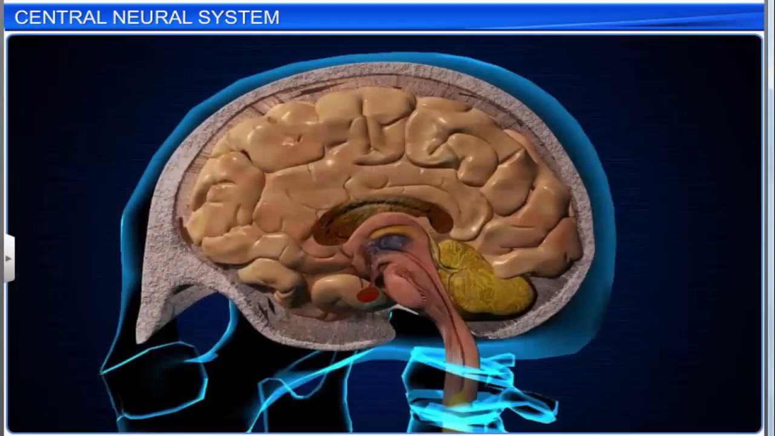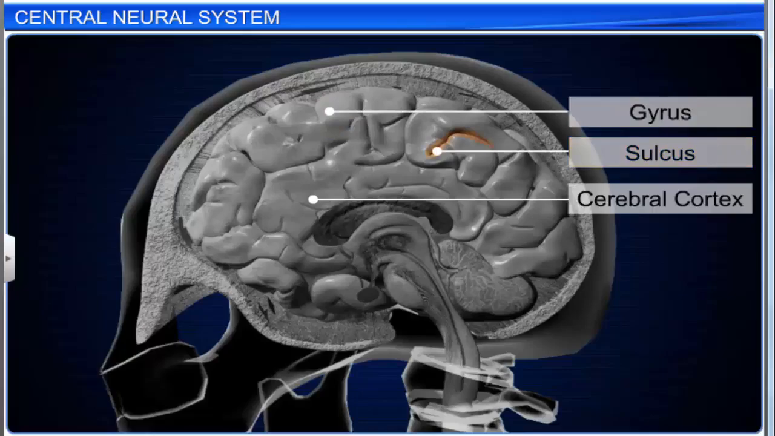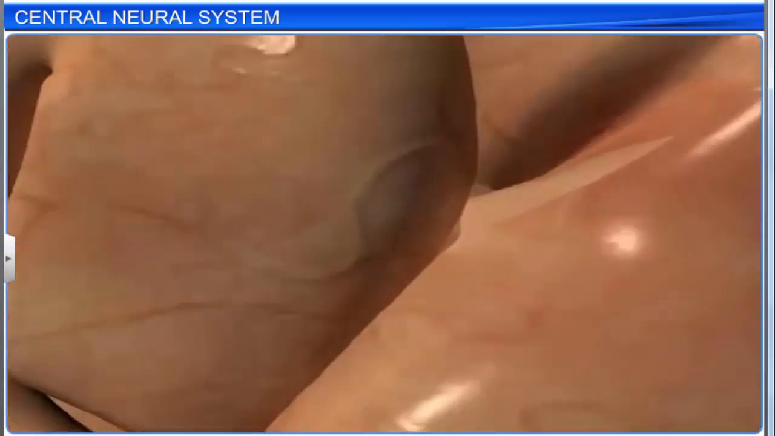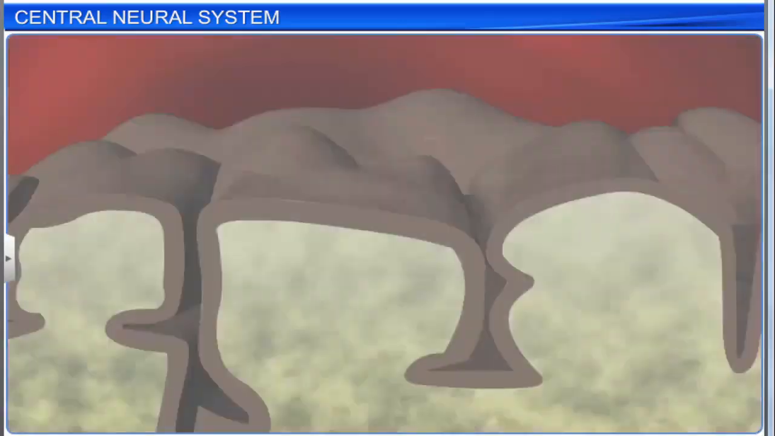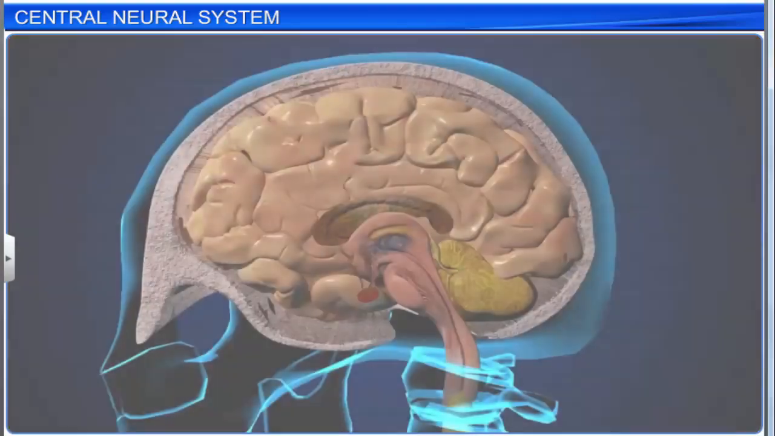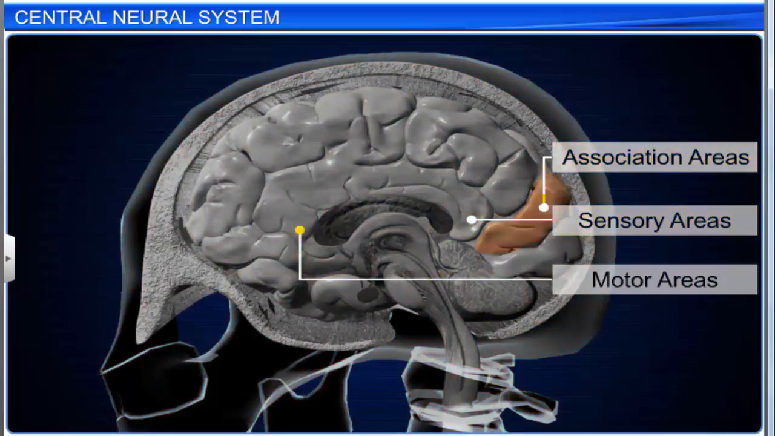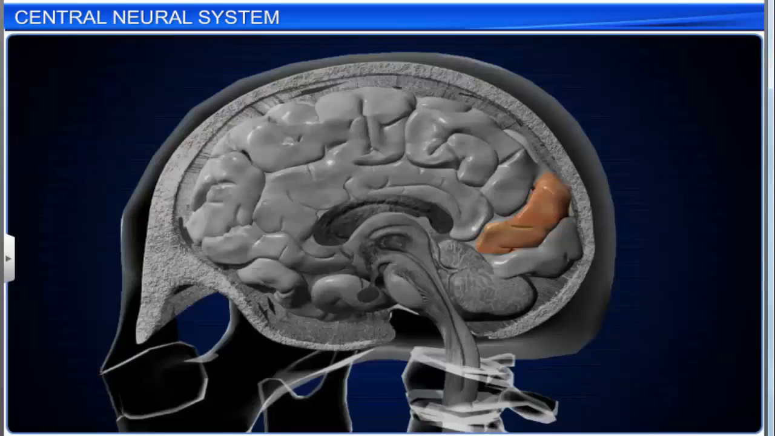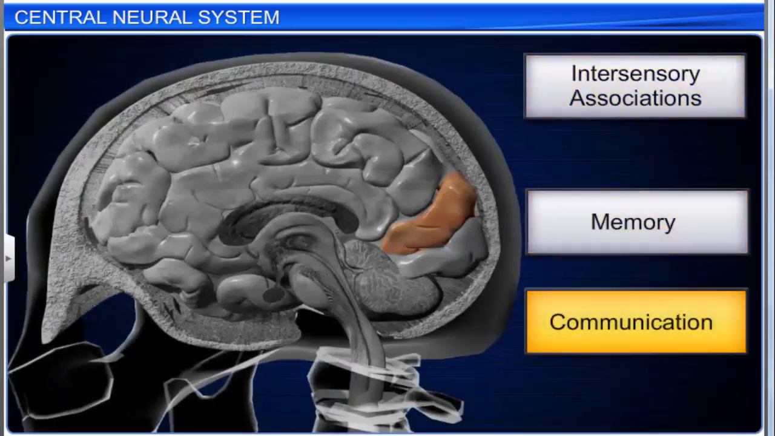The cerebral hemispheres are covered with a layer of cells known as the cerebral cortex. It has prominent folds with ridges and depressions called gyri and sulci respectively. The neuron cell bodies concentrated in the cerebral hemispheres lend a grey color to the region. Therefore, the cerebral cortex is called grey matter. It contains motor areas, sensory areas, and association areas. Association areas are responsible for complex functions such as intersensory associations, memory, and communication.